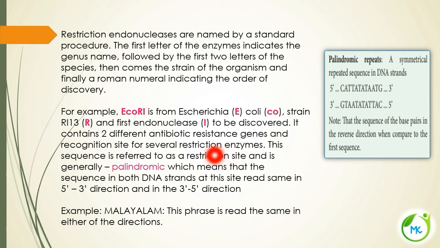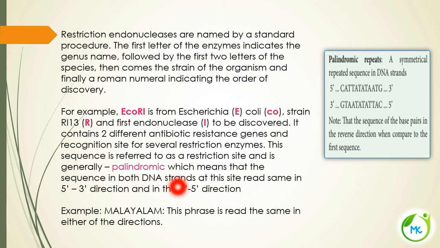I told you the restriction endonucleases will cut at a specific site. That site is called the restriction site. And generally, what will be the restriction site for the restriction endonucleases? It is nothing but a palindromic sequence, which means that the sequence in both the DNA strands at this site reads the same in 5' to 3' direction and 3' to 5' direction.